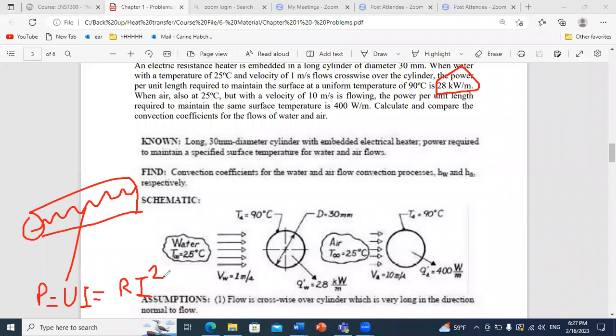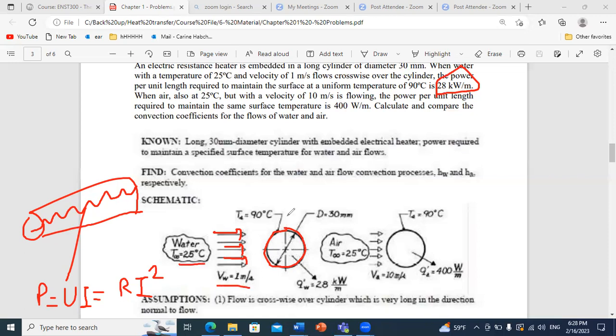Okay, so what is happening in the first experiment is we have generation of heat by the electricity, but we don't want to increase the temperature of the cylinder a lot. We want to keep the outer temperature of the cylinder equal to 90 degrees. In order to not exceed this temperature because of heat generation from the electrical resistance, we will pass a fluid over the cylinder for cooling purposes. And we started with water at a temperature of 25 degrees and a velocity of 1 meter per second.